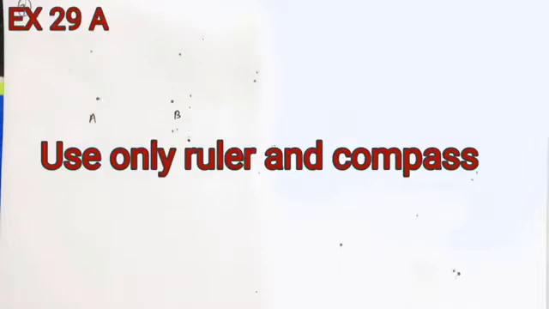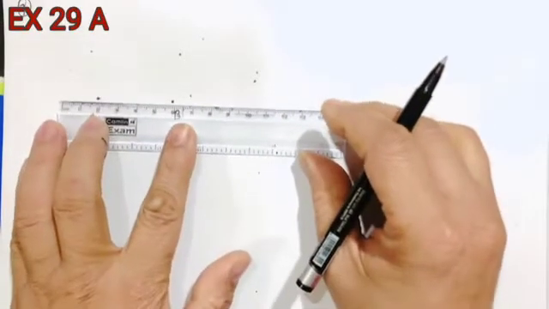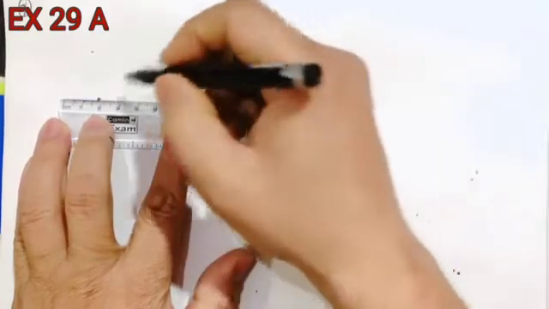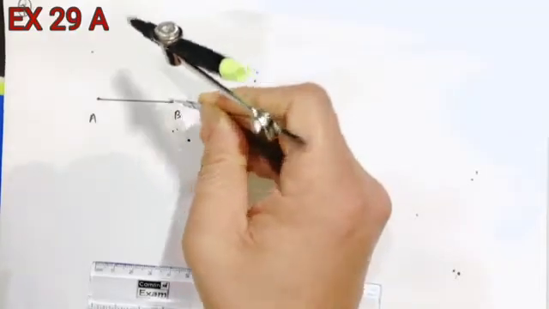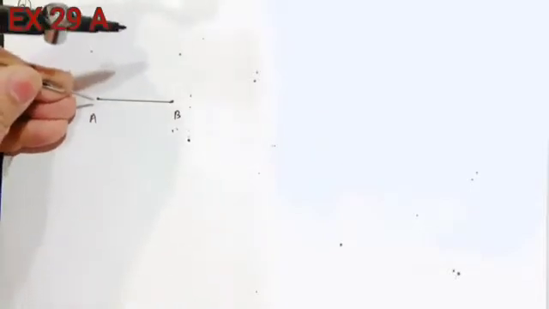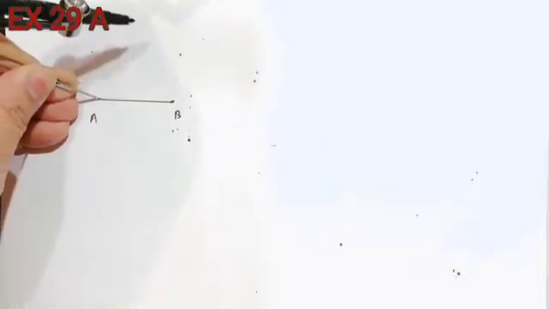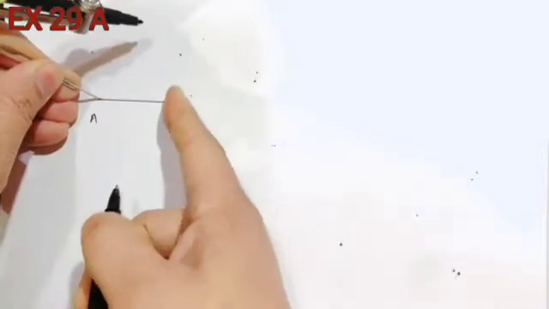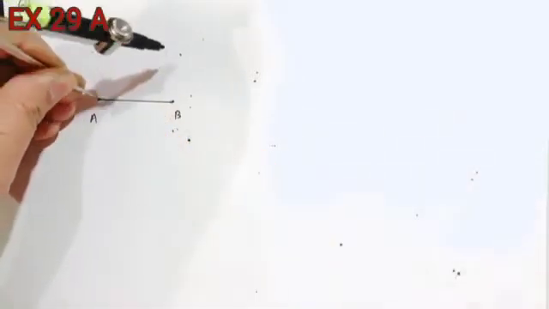So draw a circle passing through B with A as the center. Let me join this. They are saying you draw a circle like this, passing through B with A as center. This means A should be the center, and the circle will pass through B.